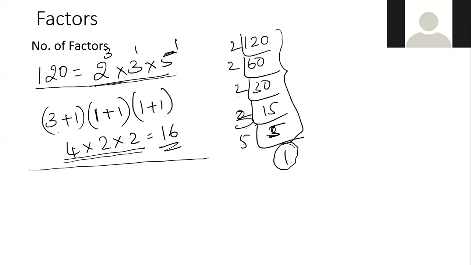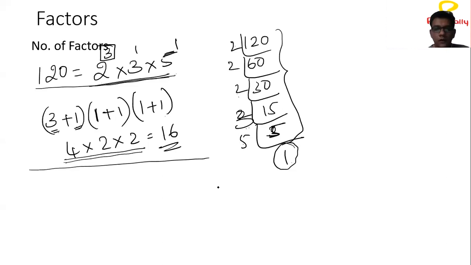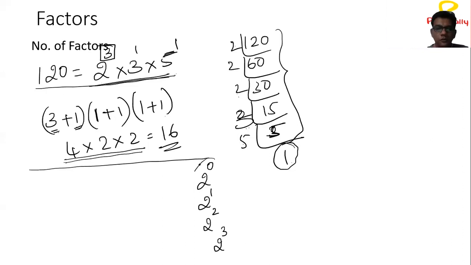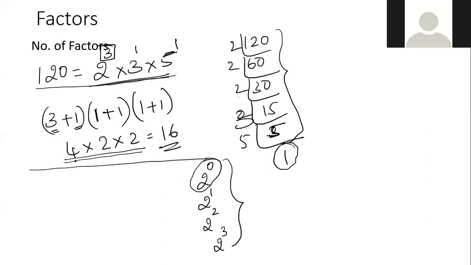Once you have written that, Shiva, then take the power. What is the power here? 3. So add 1 to it. Why am I adding 1? Because I want to introduce 2 power 0 in the powers of 2. See, I already have 2 power 1, 2 square, 2 cube, because there are 3 powers of 2. But I want to introduce 2 power 0. How many powers of 2 do you see now? 4. So this will become 4.